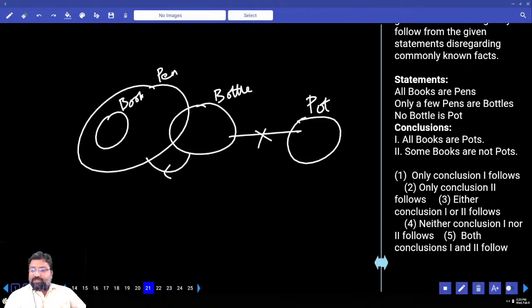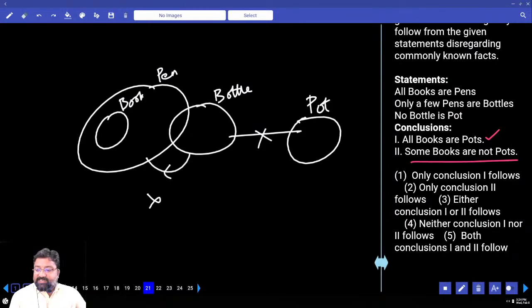Done. First, all books are pots. Do you see all books inside pot? No. Some books are not pots. The complementary for some books are not pots is all books are pots. All books are pots is wrong. There is a possibility that my answer can be either or. But we will decide only after completing the question whether it is either or not.